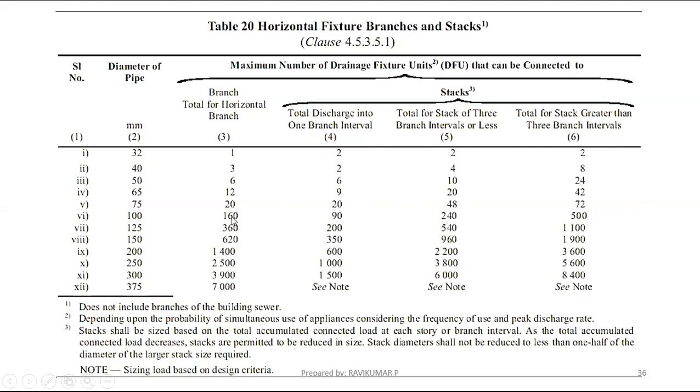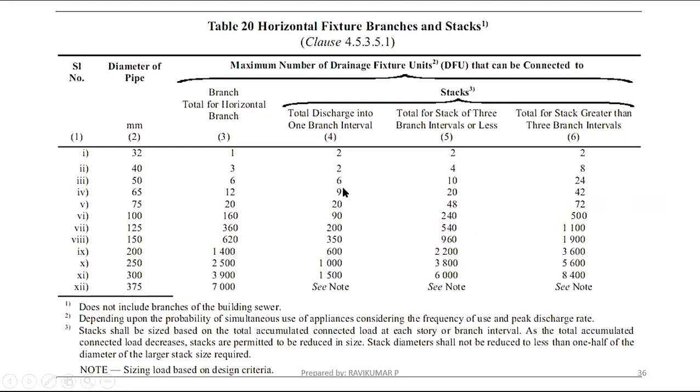For the 100 mm pipe, horizontal branch, you can connect 160 fixture units. For one branch interval in a vertical pipe, 90 fixture units, and for up to 3 branch intervals, 240 fixture units you can connect. If you go to more than 3 branch intervals, 500 fixture units you can connect. For a vertical pipe with more than 3 floors, 3 or 4, 5 floors, you can connect up to 500 fixture units in the soil pipe, a 110 mm soil pipe. So like that you have to read.